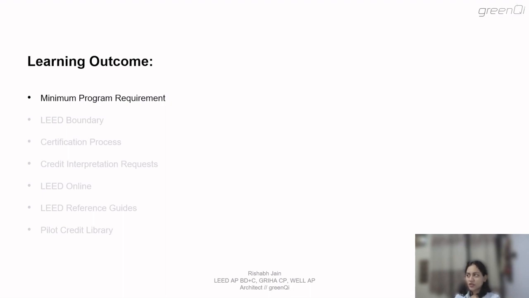So the first one here, MPRs, that's short for that. MPRs are basically minimum requirements that you need if you want to get the project certified or even registered. So if a project is targeting certification at any level, they have to achieve these three, or they should be compliant with these three requirements.